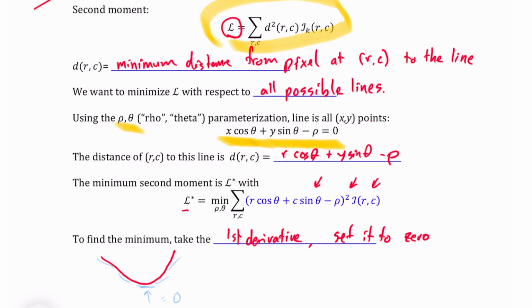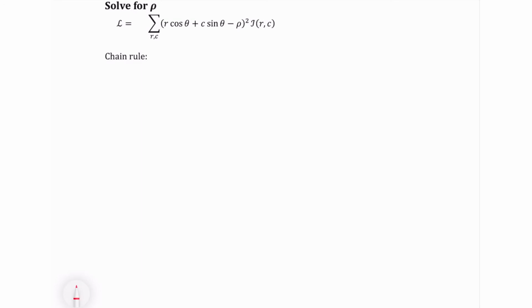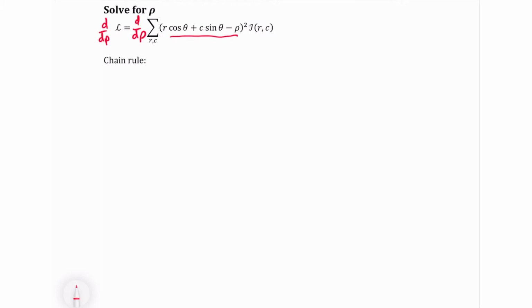And so we're going to do that for our two parameters. We've got two parameters to look for: we're going to look for rho, and then we're going to look for theta. We could choose either one to go for. However, theta looks hard because theta is trigonometric, so we're going to start with rho. We start with our equation for L, and we want to take its derivative with respect to rho. So I'm going to take the d rho. See, this rho is stuck inside this thing. We're going to have to apply the chain rule to get it out.